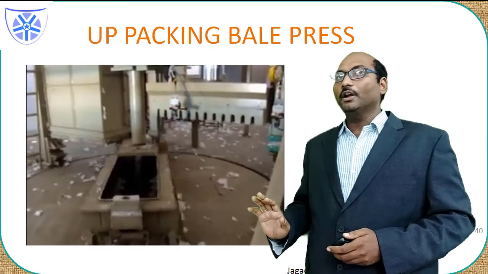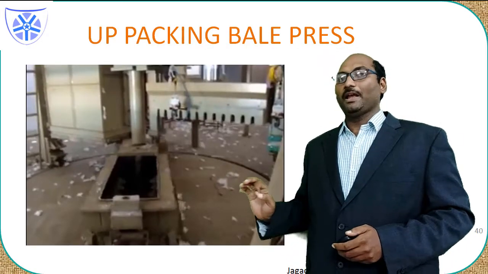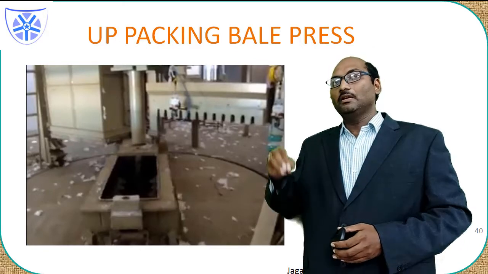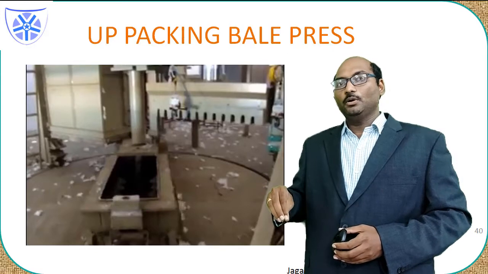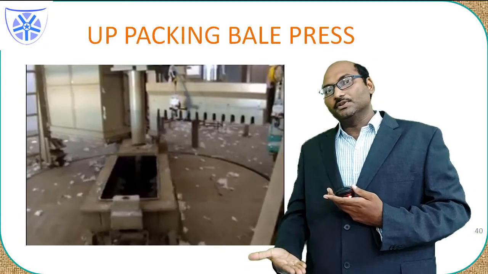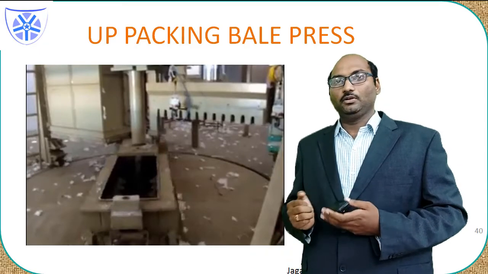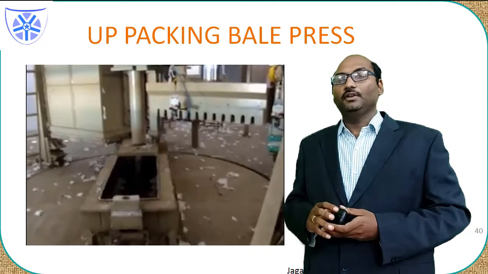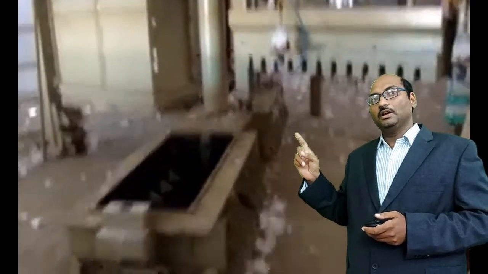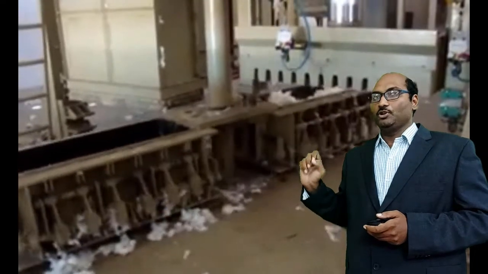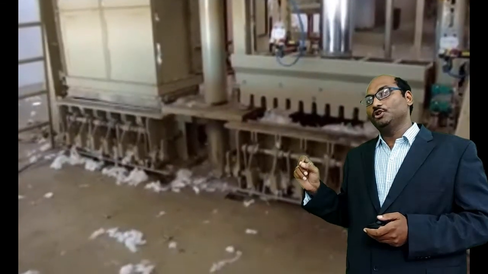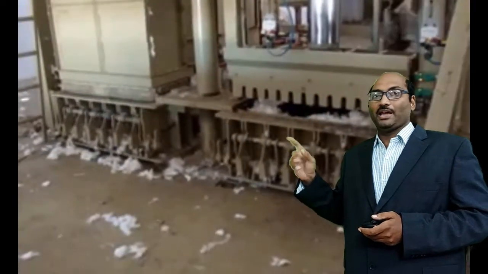Now, we are going to see the up-packing bale press video. Whereas in the down packing, the cotton material is dumped into a very deep hole and then the ram comes from the downwards. Okay. We will see this in the video. This is an up packing machine. Earlier in the video, that was a down packing machine. And this is an up packing machine.